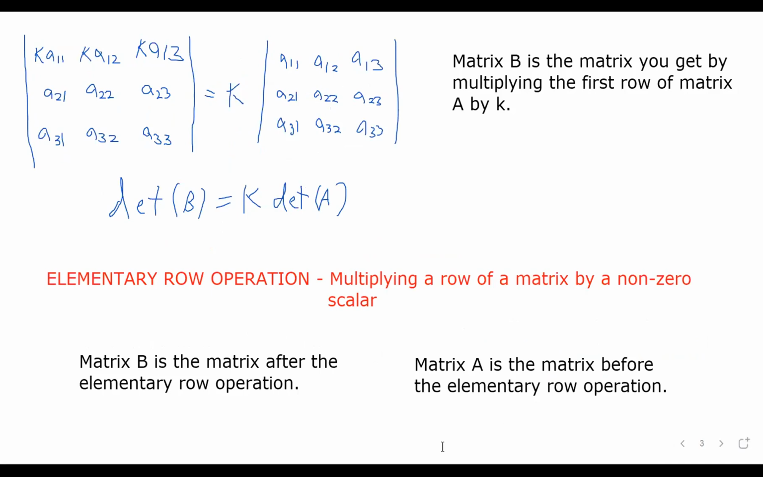In this case, row 1. Even though we chose an arbitrary constant, we chose row 1. We could have chosen row 2 or row 3, and we could have chosen a different size matrix. This is one example of that type of elementary row operation.